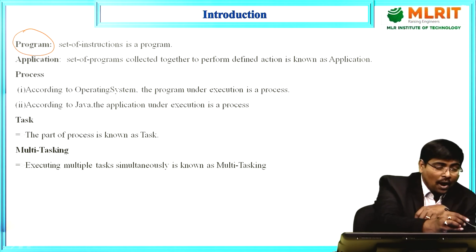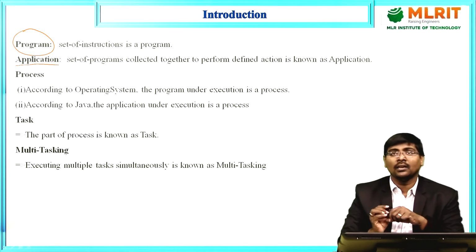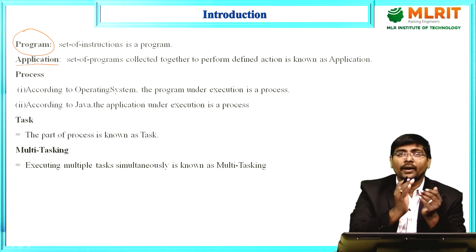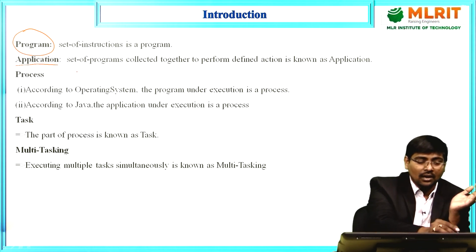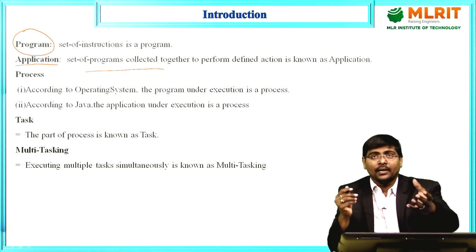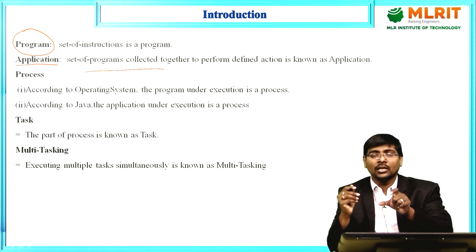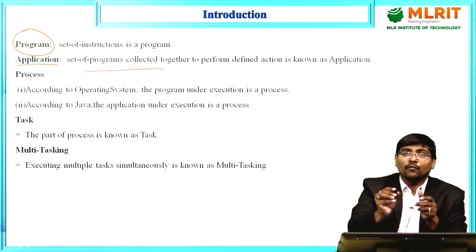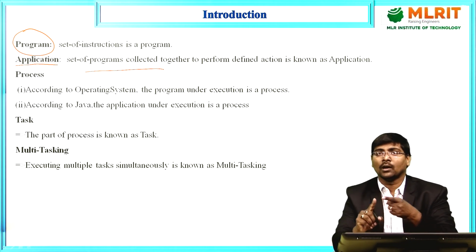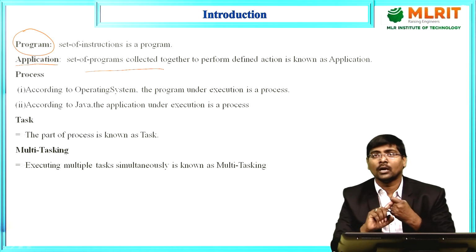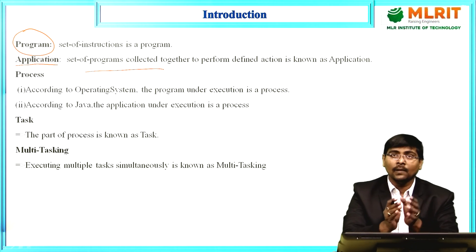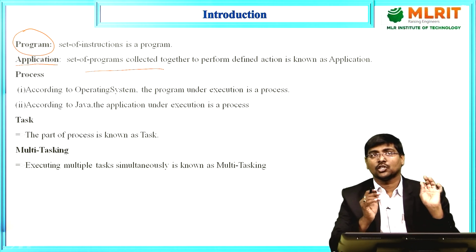Now, what is an application? In a simple sense, a set of programs combined together. That is called an application. For example, MS Paint. MS Paint is an application. For writing, that is one program. For erasing, one program. For filling the color, one program. Such multiple programs combined together become an application.